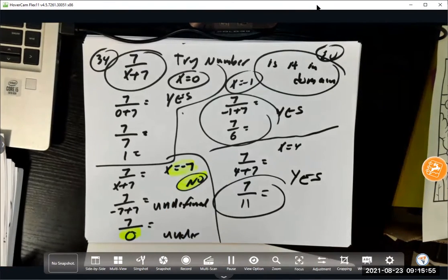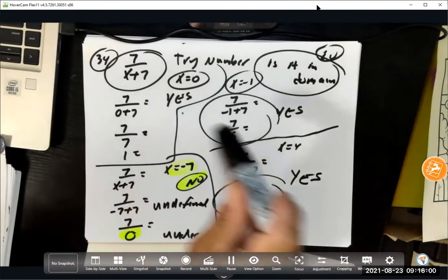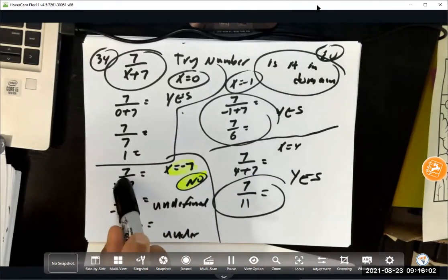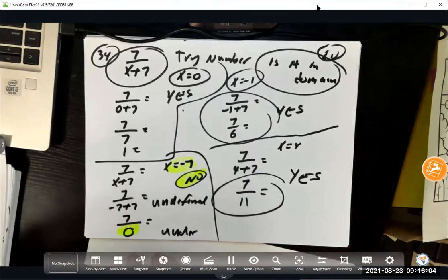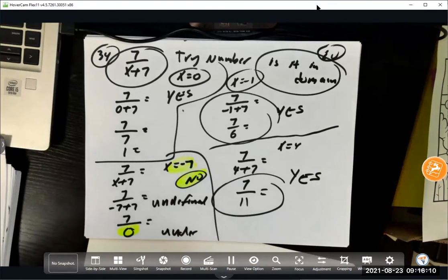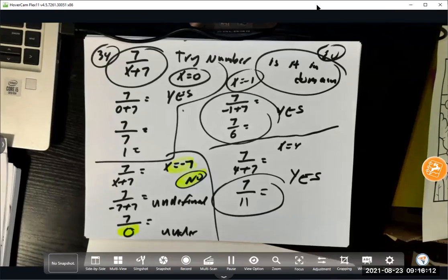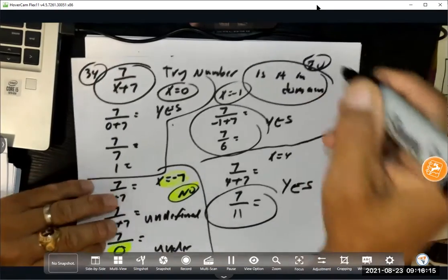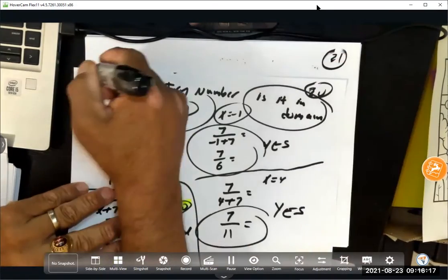Is that all right for number 34? Let's see which numbers are in the domain. Yes, that one's okay. No, that one's not in there, because if you put it in there, we'll mess up the bottom. If it's 0 on the bottom, you can't use it. All right, so now let's go to the next one. Let's see, you got that skill. Let's go number 35.